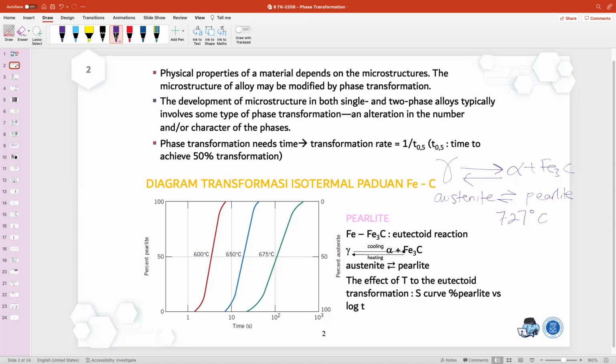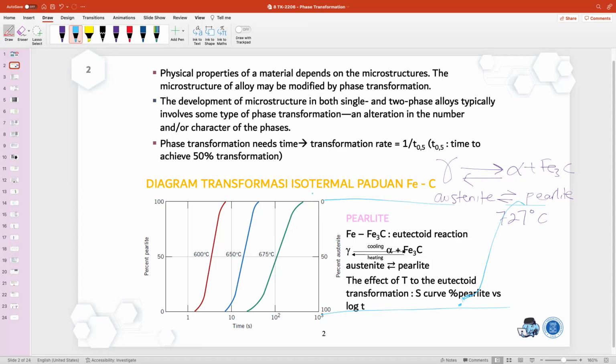So maybe if I try to plot this isothermal diagram, it would be somewhere here. I don't know. Usually the graph would be like this. It increases quite fast around here, then it has a steady part, and after that it will finish. Around this one is called the nucleation phase, this one is the growth phase, and this one is the finish phase.